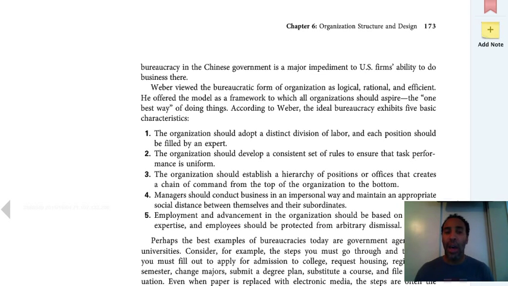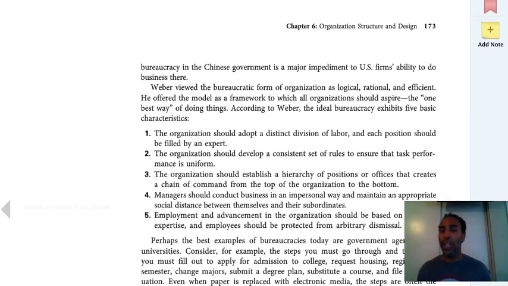Let's get there. 3, the organization should establish a hierarchy of positions or offices that creates a chain of command from the top of the organization to the bottom. They should be able to escalate it up the chain of command, and it should also be escalated down the chain of command or de-escalated down the chain of command.